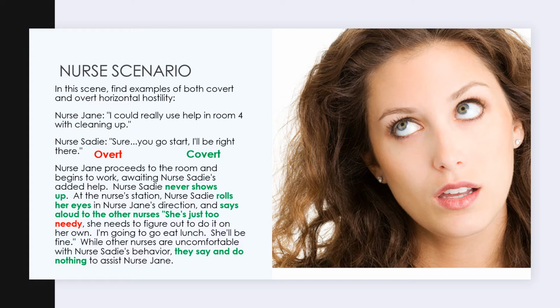Red examples are overt and green examples are covert. Notice how in this entire interaction, the majority were covert. These are those under the surface, hard to address forms of horizontal hostility. Now you know why some resources call horizontal hostility insidious, or something that proceeds gradually and subtly with harmful effects.